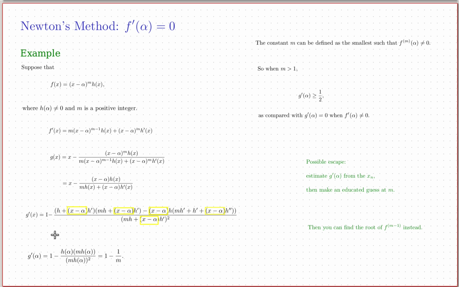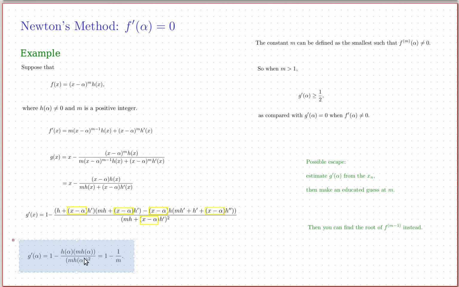The good thing is that we're only interested in g prime evaluated at alpha, and when you plug in alpha, you get a radical simplification because all of these terms that have x minus alpha are going to disappear, right? So all of those terms disappear, and all you're going to be left with is a factor of h in the numerator times a factor of m times h, and in the denominator you're just going to have m times h squared.